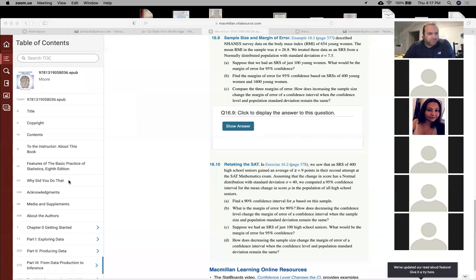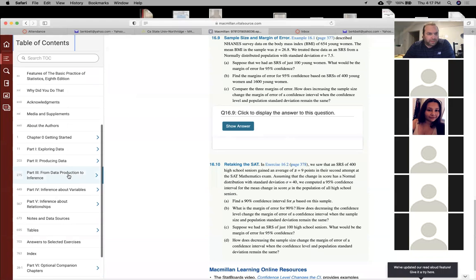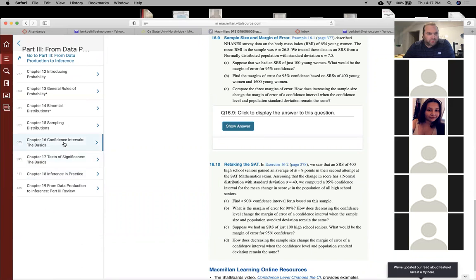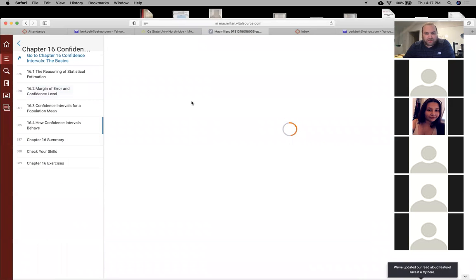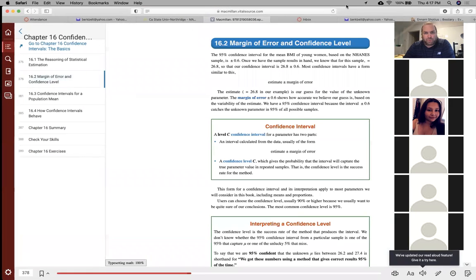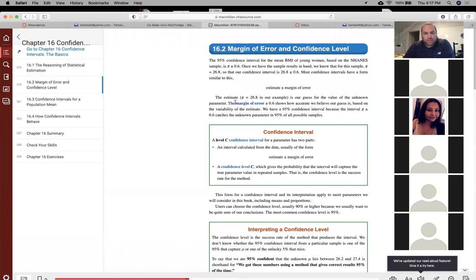So 16.2, confidence intervals, margin of error. Let's just recap a little bit what we've been working with when it comes to confidence intervals, which are very important.